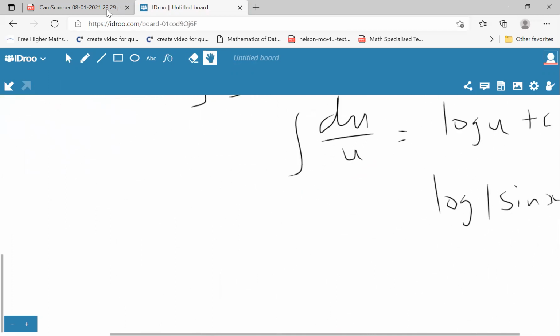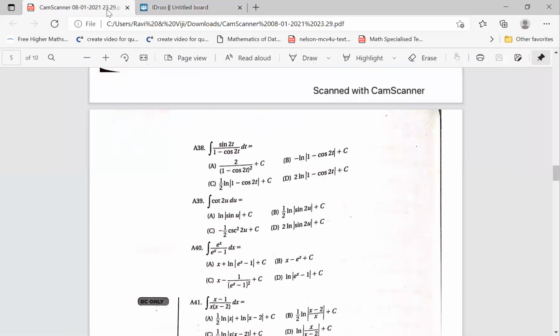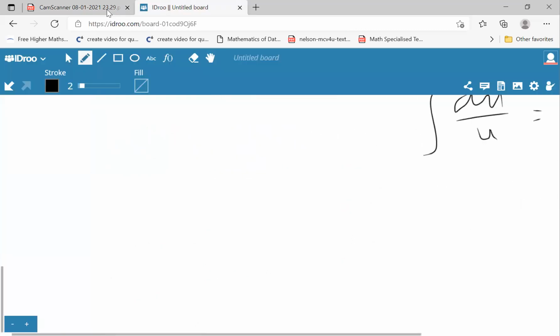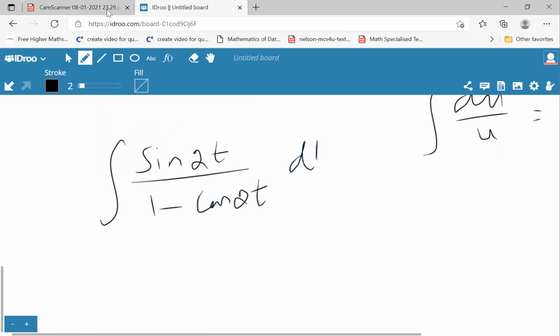But look into this. You have to be very careful while doing these problems. Here you can see that it is given as sine 2t by 1 minus cos 2t. All right, so this is going to be very simple. Integration of sine 2t by 1 minus cos 2t dt. Here we can simply take 1 minus cos 2t as u.